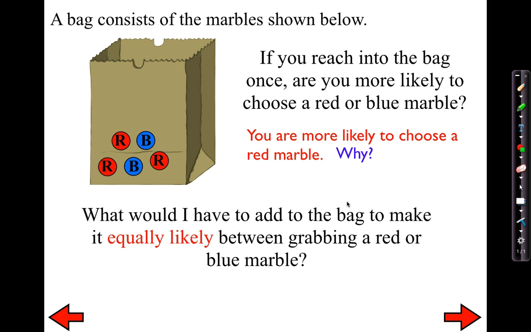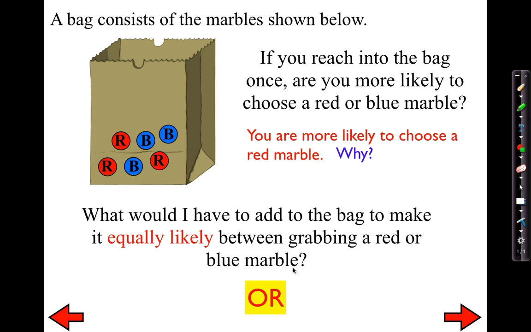So now let me ask you yet another question. What would I have to add to the bag to make it equally likely between grabbing a red or a blue? Hopefully you said that you would have to add a blue marble. Okay, why? Because that way there's equally 3 red marbles as well as 3 blue marbles.